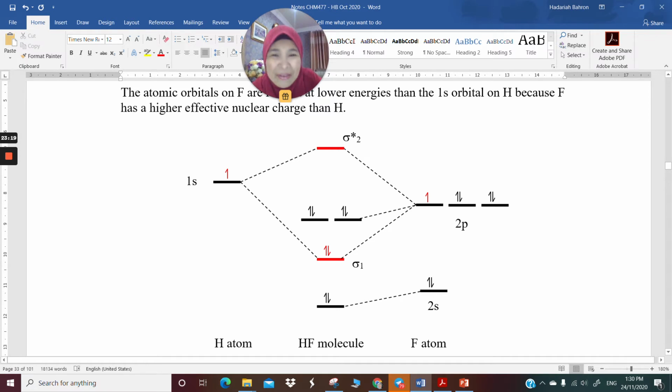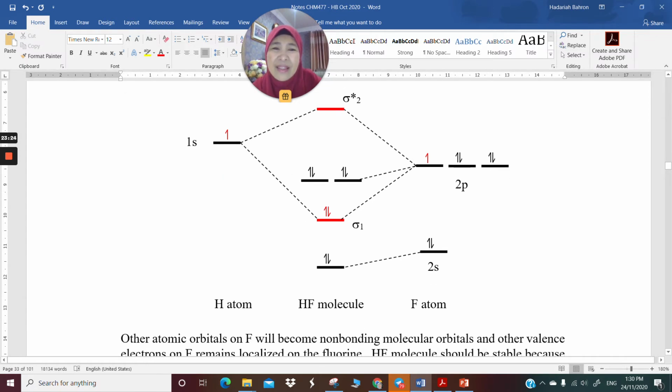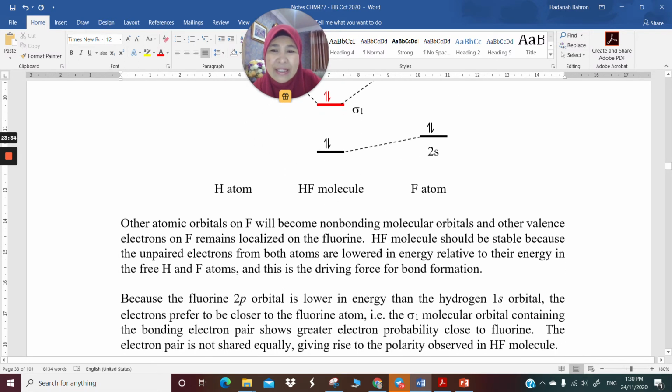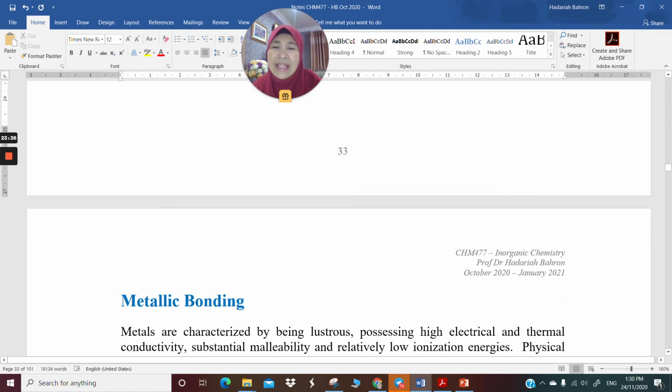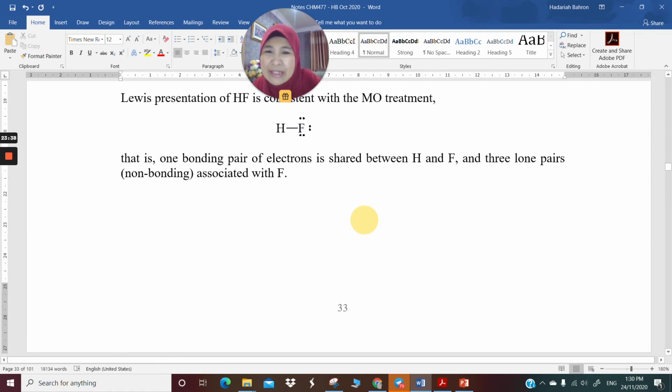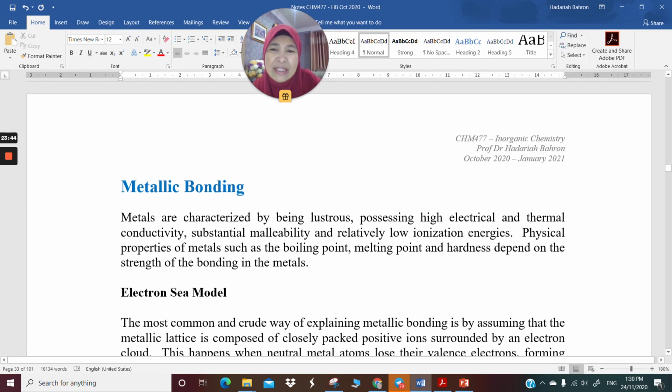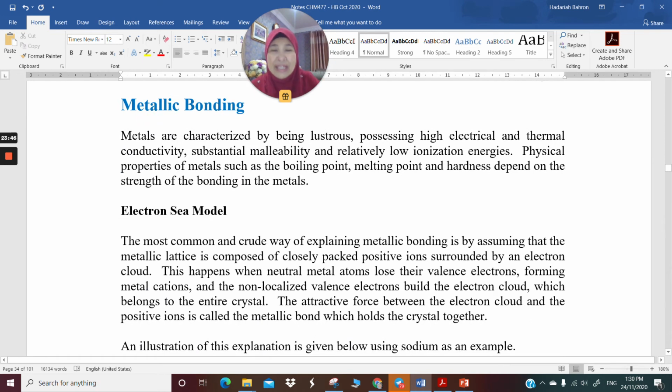So when you have hydrogen and fluorine bonding, each one having energy levels totally different from one another, you're going to have something like this happening. So that just about wraps up our heteronuclear diatomic molecular orbital treatment. Now, coming on to the next topic.